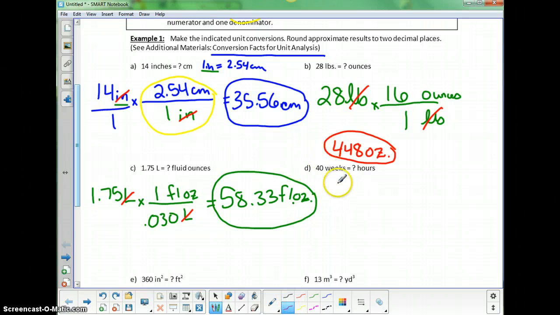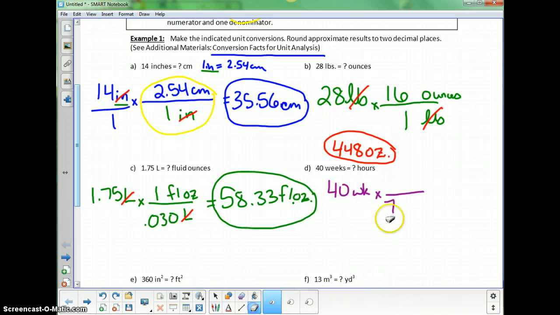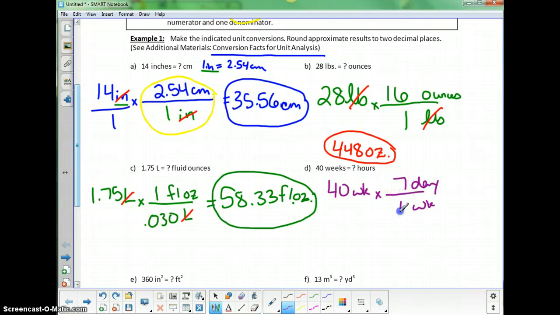Alright, in the next one, 40 weeks is how many hours? Multiply by, what do I know about weeks? I don't need my conversion sheet for this one. I know that there are 7 days in a week. That would be the wrong place to put 7, because 7 is the unit on days. Make sure I write the unit week on the bottom, because I need week to cancel. It's the unit day that goes on top. 7 days in 1 week. And that's not going to answer my question. That's just going to turn this into days.